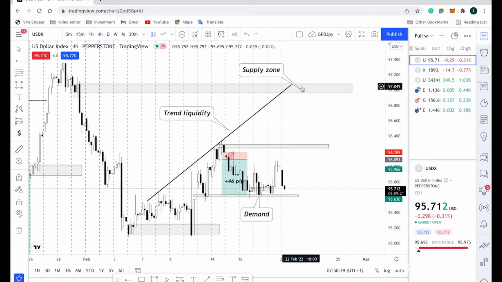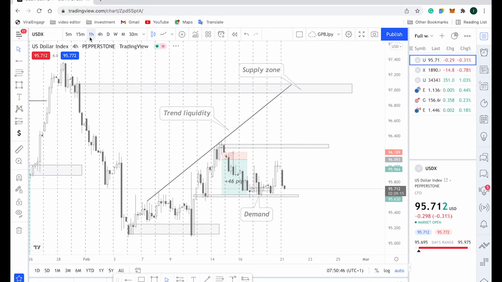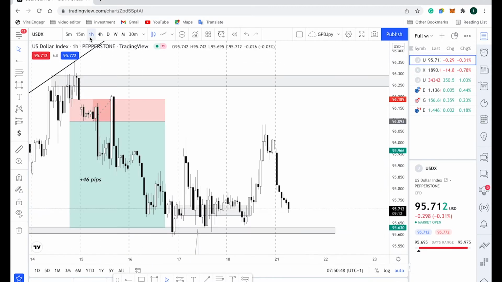Then after that, another thing you have to do is take note of your levels of interest on a lower time frame. Now, if your entry time frame is something like the 1 hour, the 15 minutes, the 30 minutes, maybe the 5 minutes, just take note of what is going on at those levels. So you mark out levels of interest on your trade time frame.